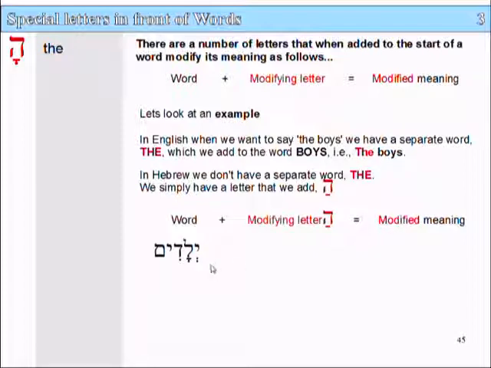For example, the word Yeladim, which can mean boys or children, Yeladim, plus the letter Hey, and we get the modified meaning, Ha-Yeladim, the children, or the boys. So the word Yeled means child or boy, and Yeladim means children or boys, it's plural, and Ha-Yeladim means the boys, or the children.